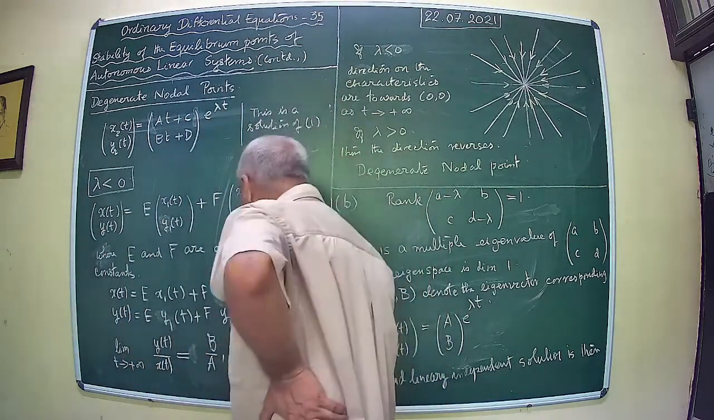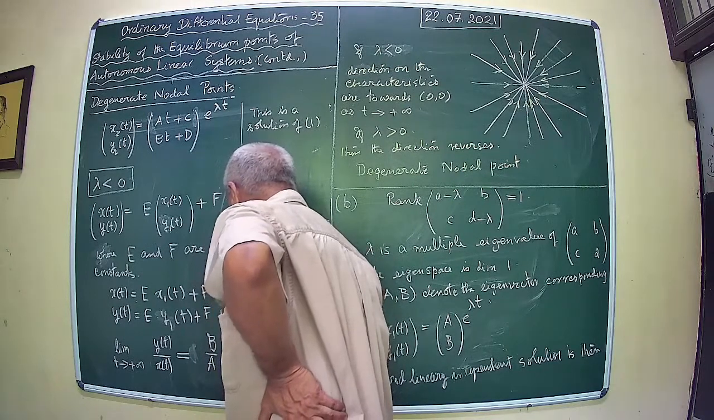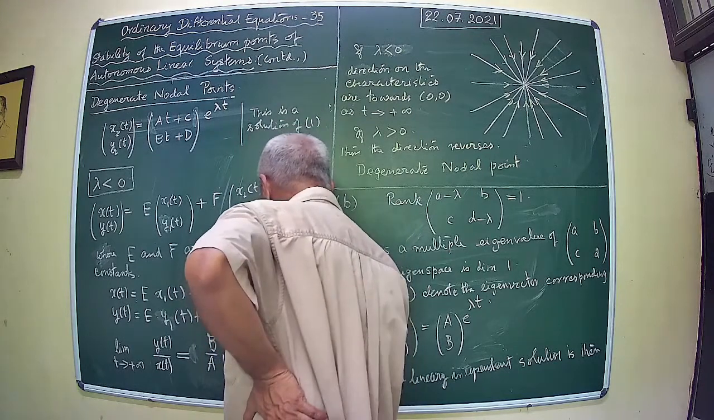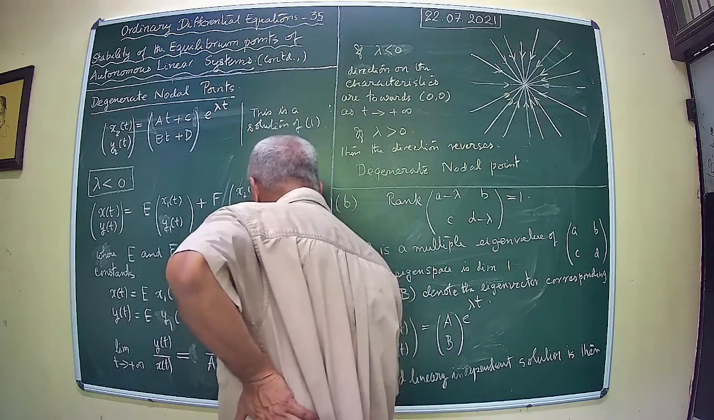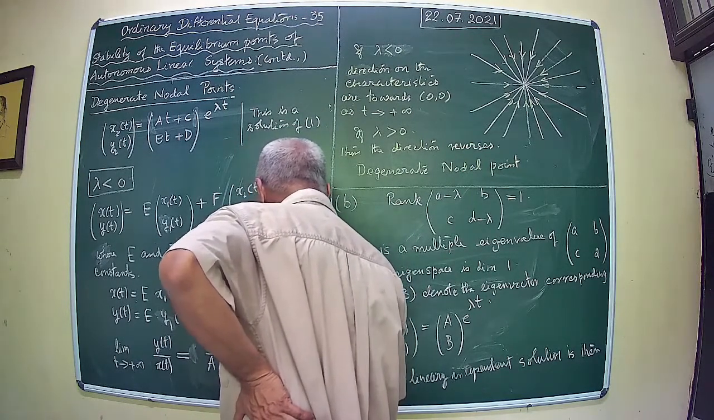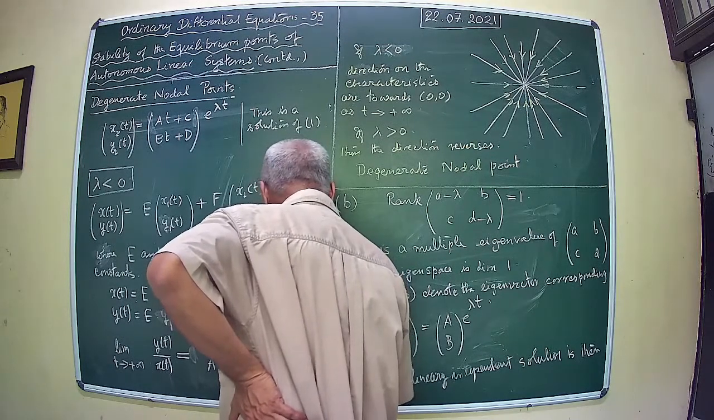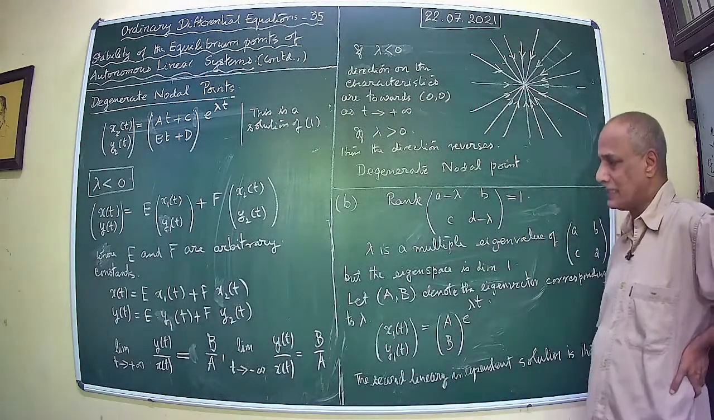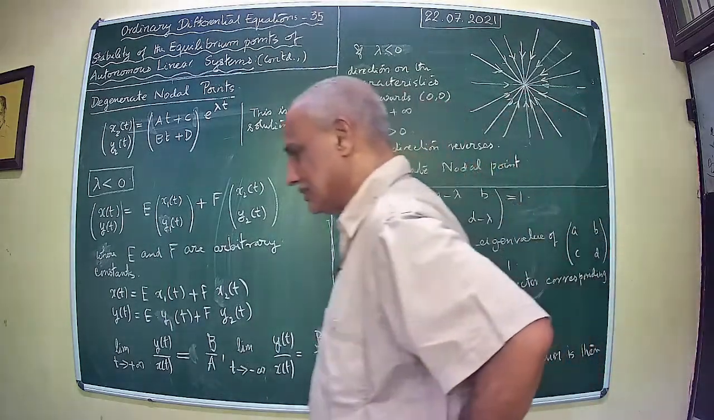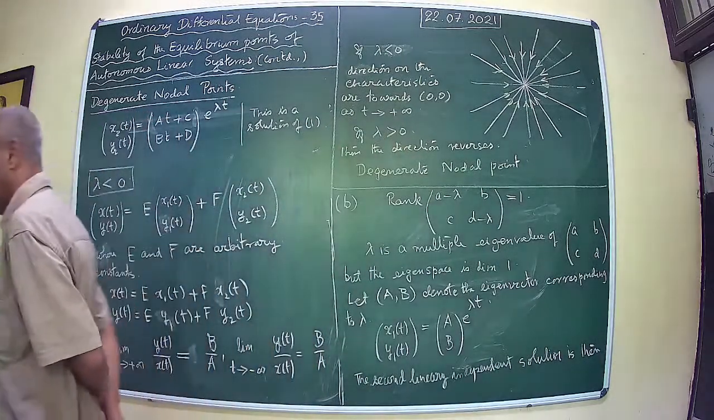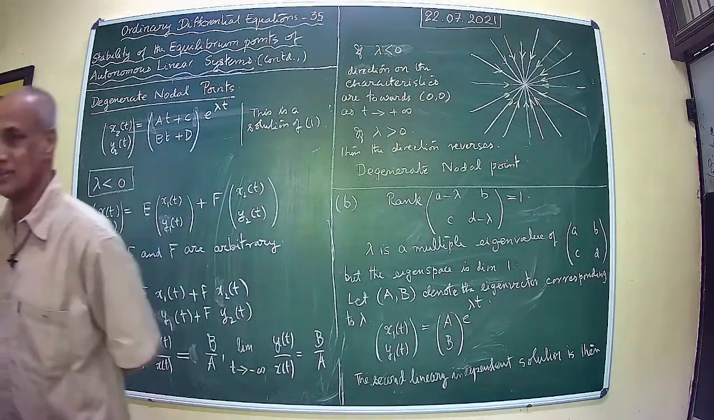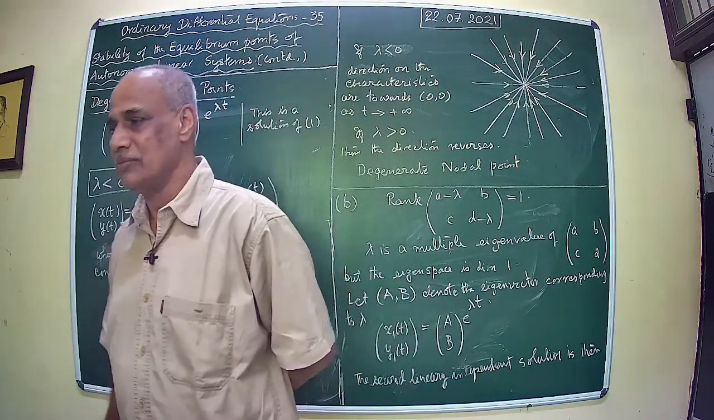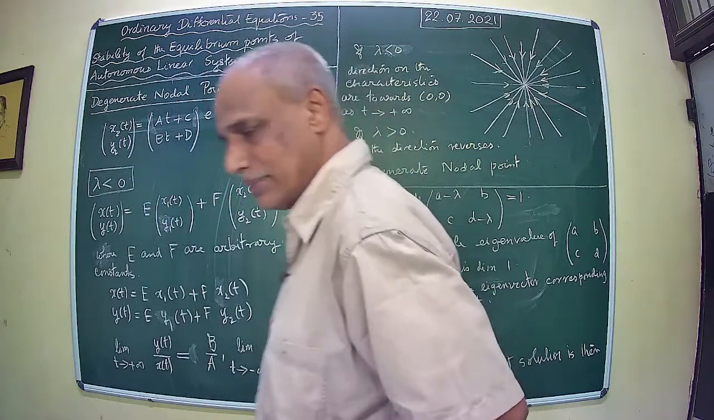Similarly, in this case, limit t tending to minus infinity of y(t) by x(t) is also equal to b by a. So you see that all the characteristics originate along the direction b by a and enter the equilibrium point along the direction b by a. So that is the scenario that you have.